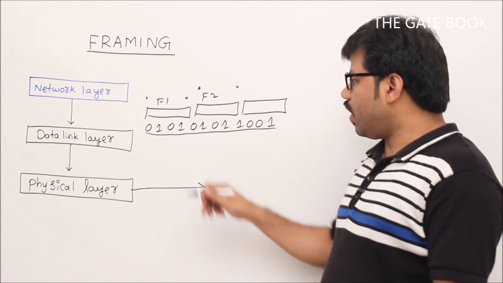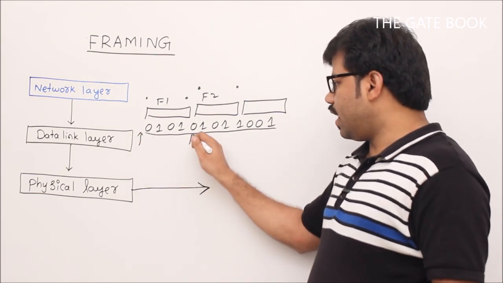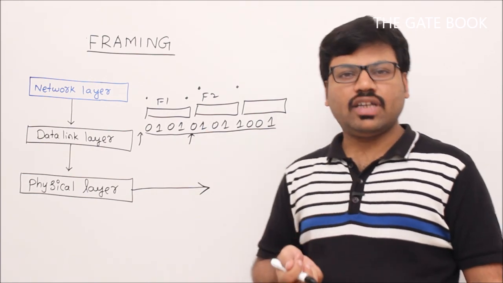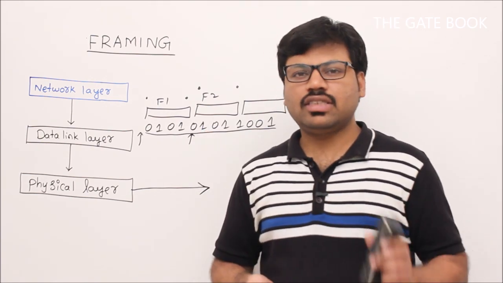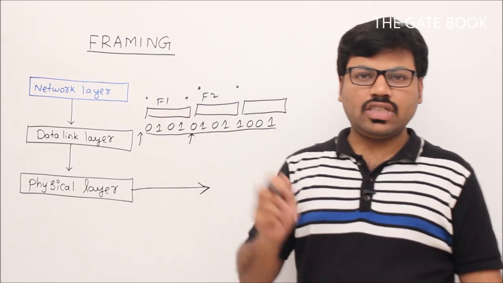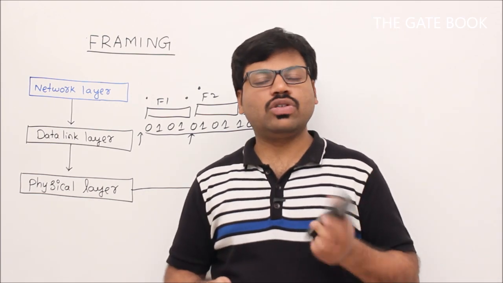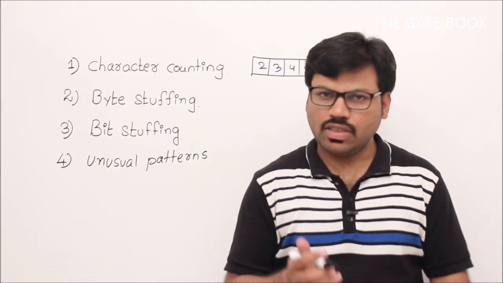That's why every frame should have two things. One is the start of the frame, the second is the end of the frame. Then how do you convey that this is the start of the frame and this is the end of the frame? That is the beginning point of the story called framing. We will see how framing can be done. There are so many ways, so we will see them one by one, with the pros and cons of every method. Okay, now we'll see various procedures.